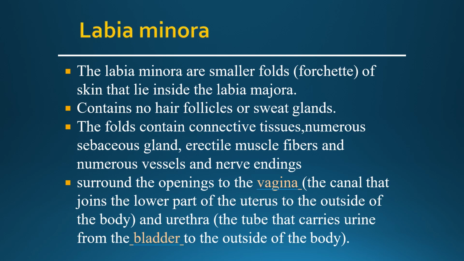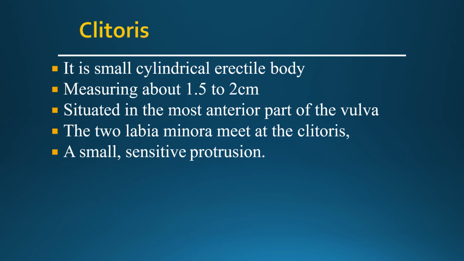The urethra is the tube that carries urine from the bladder to the outside of the body. And the clitoris is a small cylindrical erectile body which measures about 1.5 to 2 centimeters. It is situated in the most anterior part of the vulva. The two labia minora meet at the clitoris, and it is a small sensitive protrusion. It functions solely as an organ of sexual arousal.